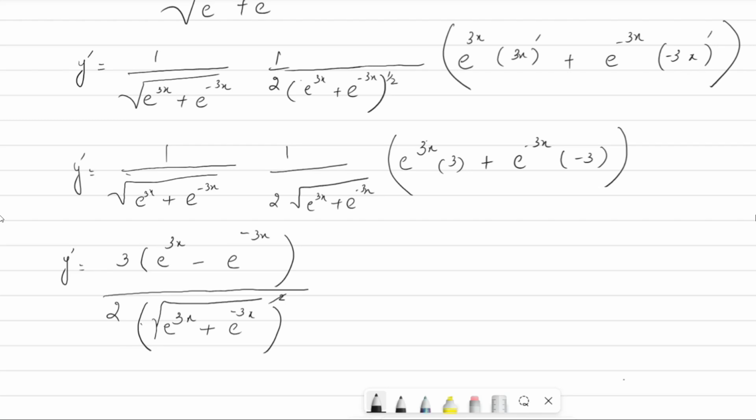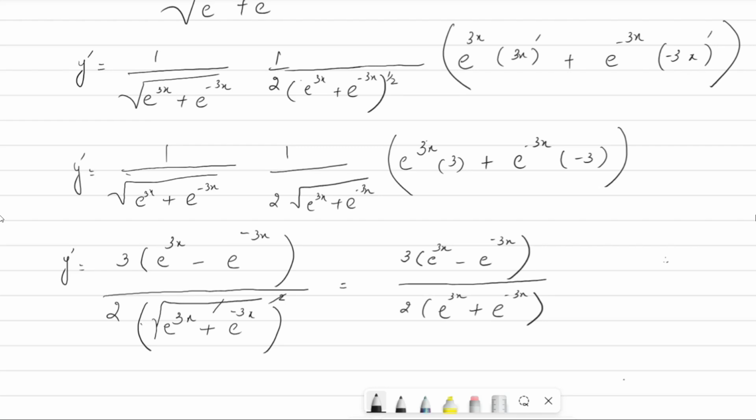These are 2 times, so the whole square will be coming with it and the square will be cancelled with the root. So here we are having 3 e raised to the power 3x minus e raised to the power minus 3x, divided by 2, e raised to the power 3x plus e raised to the power minus 3x.